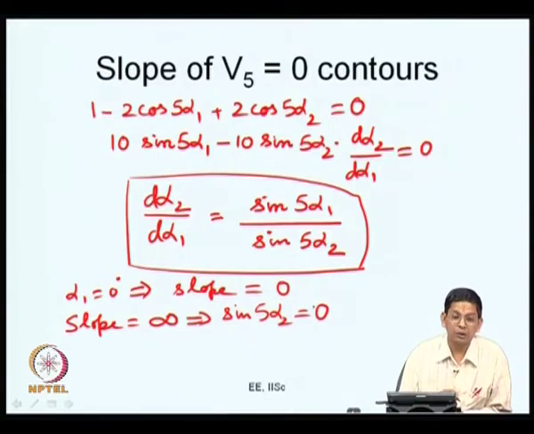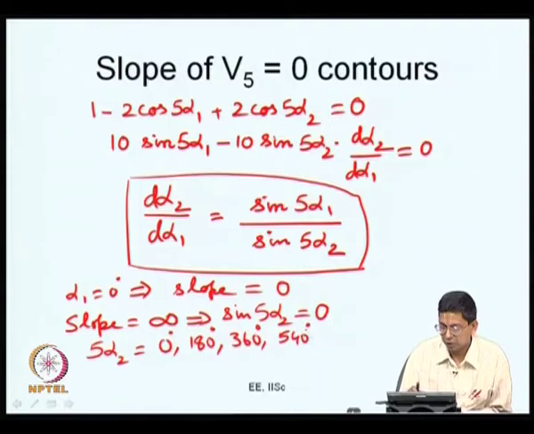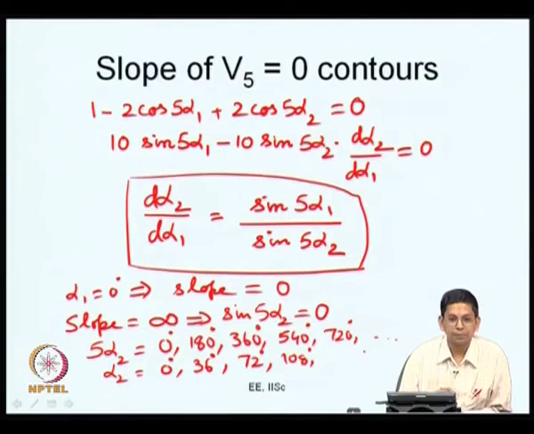When can 5 alpha 2 be 0? Sine 5 alpha 2 can be 0 when 5 alpha 2 is equal to, let us say, 0, or 180 degrees, or 360 degrees, or 540 degrees and so on. So correspondingly, the values of alpha could be 0, 180 by 5 is 36, 360 by 5 is 72, and so on. This is 108 and so on. So for all these values of alpha 2 you have infinite slope.